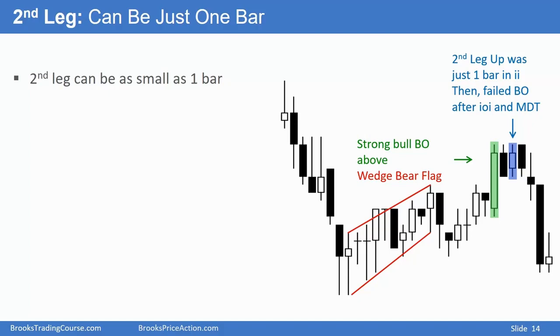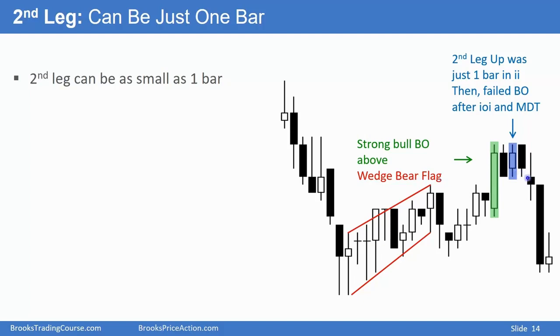The bulls tried to get up here. They had a second bar up here, and then this bar tells me that a lot of the bulls who bought here used this bar to get out break even, and the bulls are giving up. So we got a micro double top and a failed breakout above a wedge bear flag.